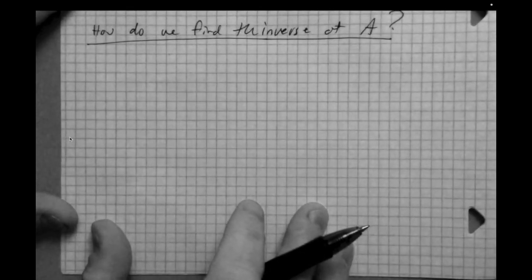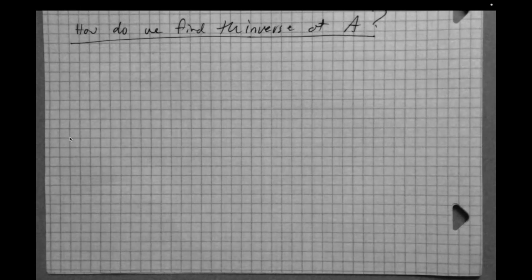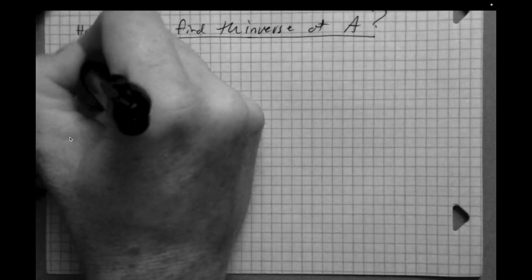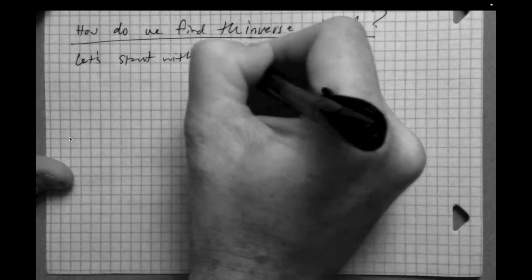Okay, so we've kind of talked about what the inverse is, some of the properties. Now, how do we find them? Okay, we're going to start with a special case, and that's the case of a 2 by 2 matrix. Let's start with a 2 by 2 matrix.